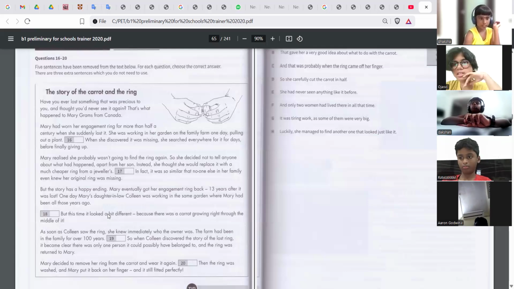Then, of what? Then, sir, of what? What is the action taken from the previous carrot, what happened? It would be muddy, that's it. After cutting it into half, washing the ring and putting it back, after cutting them, very nice. It was washed, and Mary put it back on her finger, and it still fitted perfectly.